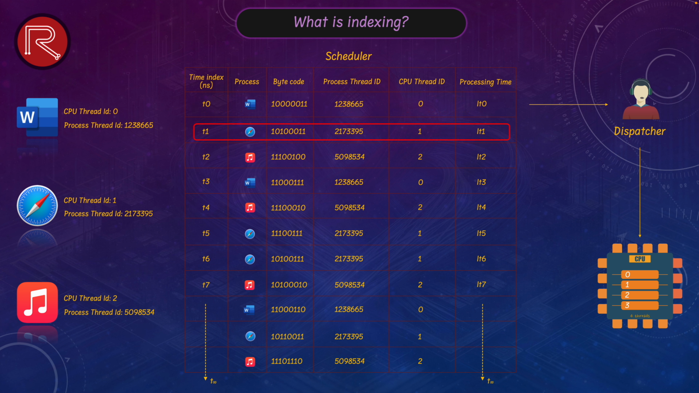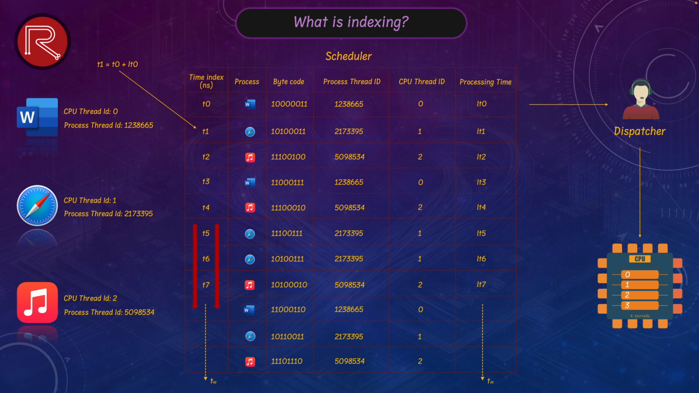At time t1, the dispatcher sends to the CPU a chunk of bytecode from the Safari browser along with the process thread ID, the CPU thread ID, and the processing time. Note that t1 is equal to t0 plus the processing time it0. Once t1 is processed, at time t2, the dispatcher sends a chunk of bytecode from Apple Music along with the process ID, CPU thread ID, and the processing time. The same action happens at times t3, t4, and so on.